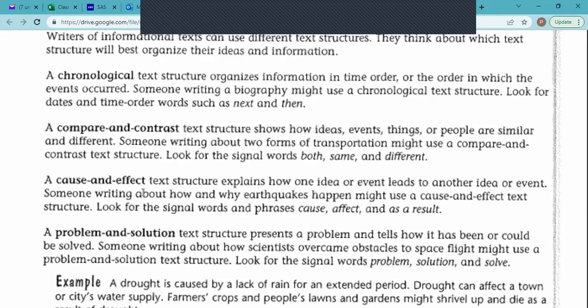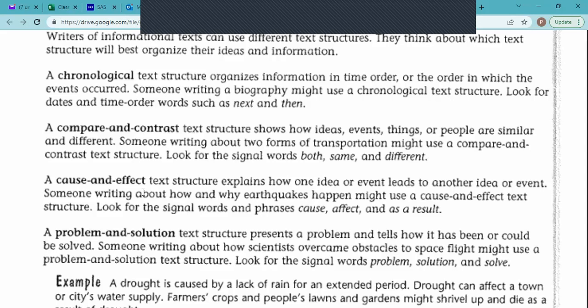And then we have problem and solution. So this text structure presents a problem and tells how it has been or could be solved. Someone writing about how scientists overcame obstacles to space flight might use a problem and solution text structure. For problem and solution, there are also signal words. Of course, they're just giving you three: problem, solution, solve.